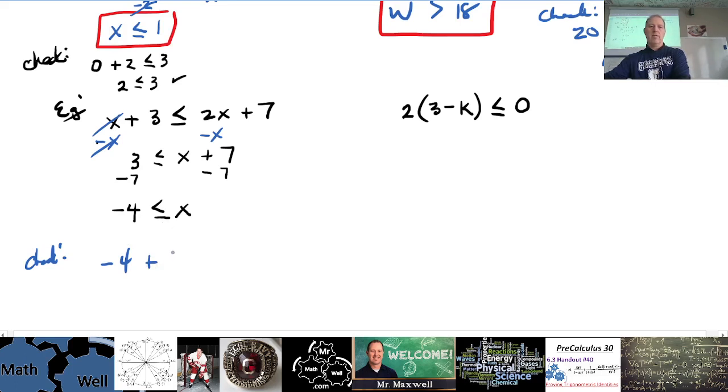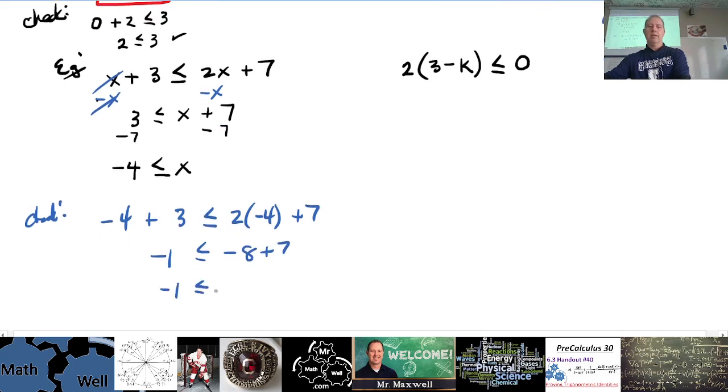Let's check. Negative 4 plus 3 is less than or equal to 2 times negative 4 plus 7. Negative 4 plus 3 is negative 1. Is that less than or equal to negative 8 plus 7? Well, that's negative 1 and that's negative 1. So it is equal to. And you could check another number that for sure is greater than negative 4, like 2, to confirm. But I think I'm happy with this one. You guys agree? You guys okay with that? All right. Okay, what about this last one?